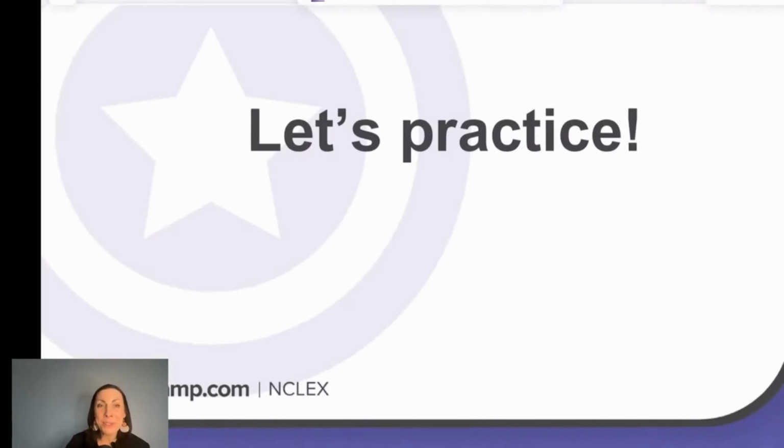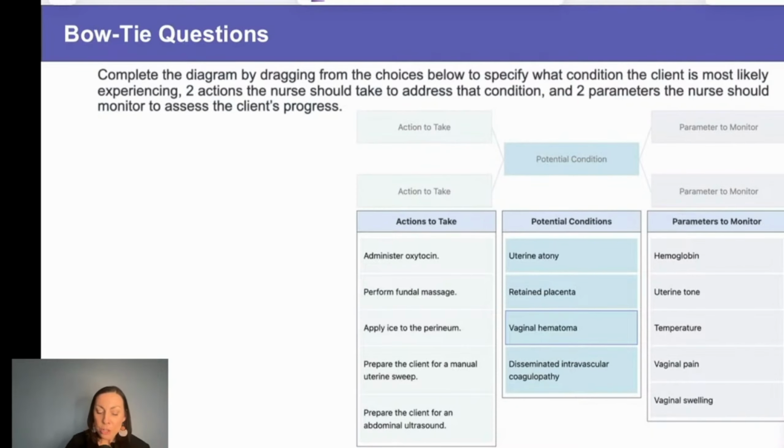So let's practice one together. First we have our instructions here. Complete the diagram by dragging from the choices below to specify what condition the client is most likely experiencing, 2 actions the nurse should take to address that condition, and 2 parameters the nurse should monitor to assess the client's progress.